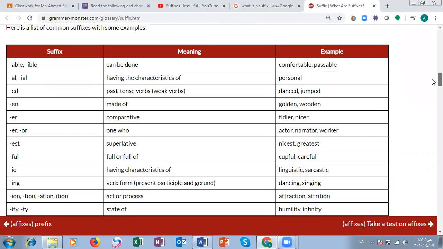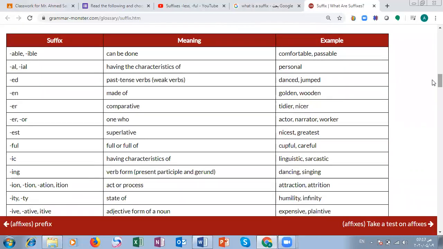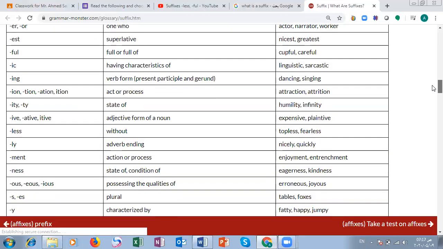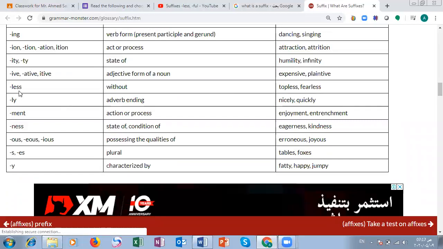Okay, so today we are talking about two suffixes. We are talking about full, F-U-L. When we use this suffix at the end of a word, it gives us the meaning of full of. Also, we have another suffix here, less, L-E-S-S. It means without. Topless, fearless. Okay, we have many examples. Let's go to these examples and view them.